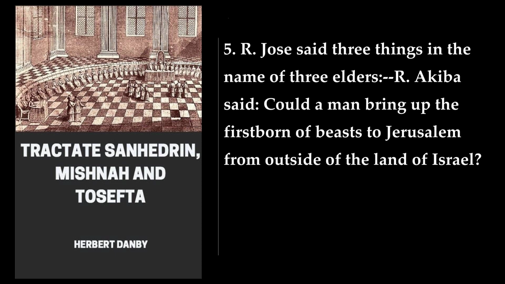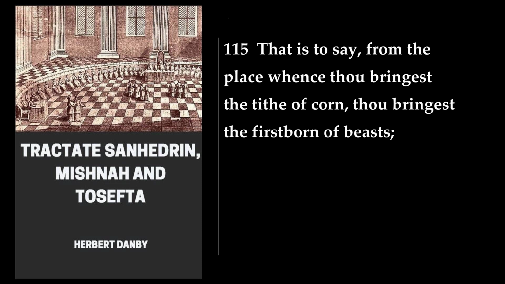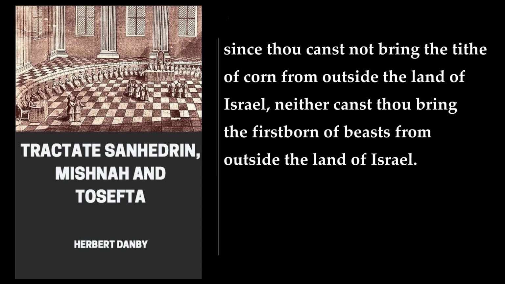5. Jose said 3 things in the name of 3 elders. Akiba said, could a man bring up the firstborn of beasts to Jerusalem from outside of the land of Israel? Scripture says, and thou shalt eat before the Lord thy God the tithe of thy corn and wine and oil, and the firstborn of beasts. 115 That is to say, from the place whence thou bringest the tithe of corn, thou bringest the firstborn of beasts. Since thou canst not bring the tithe of corn from outside the land of Israel, neither canst thou bring the firstborn of beasts from outside the land of Israel.